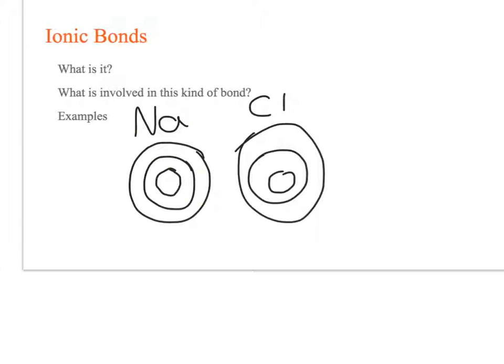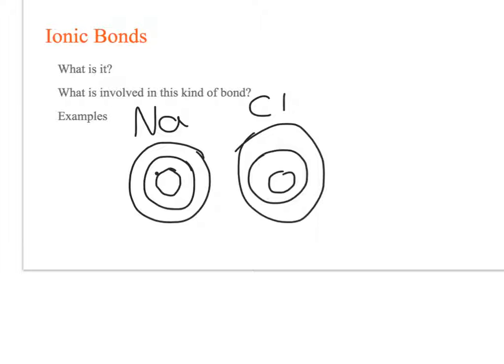So the first kind of bond is ionic bonds. Ionic bonds are a chemical bond between a metal and a nonmetal, and the electron is given away from one atom and given to the other. The gaining or losing of electrons results in a new positive or negative charge, hence creating an ion.